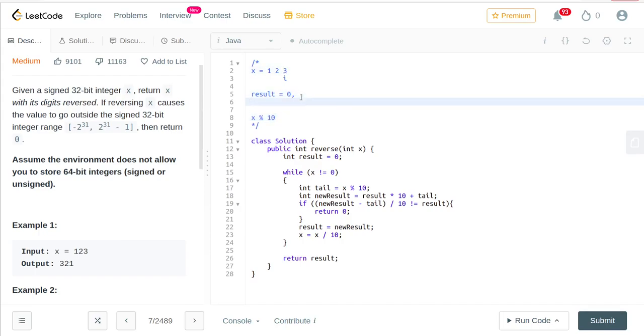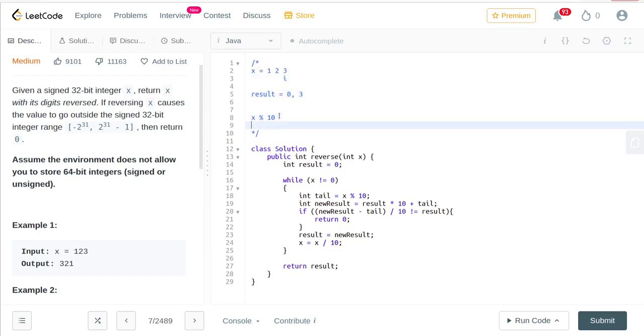So what we're going to be doing with this 3 is, every single time, whatever the result is, we're going to be multiplying by 10 and then adding that 3 into it. So it's already 0, multiplying it with 10 plus 3 is going to make it 3. And then we are going to divide this x by 10, which is going to remove this 3 and make it 12.